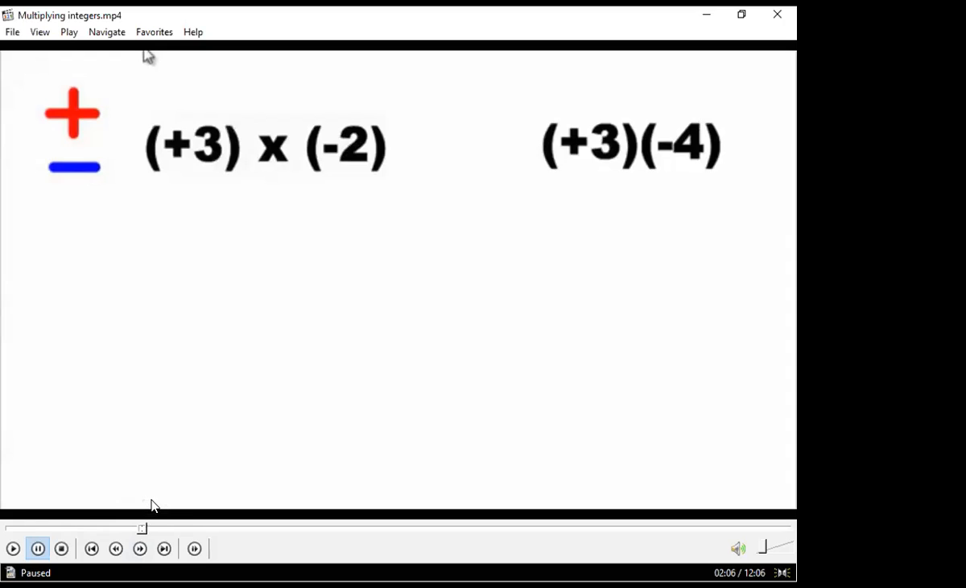The next case, who will give me the order? 3 times -2. Is there anyone who can give me the order? I'm waiting. Yes, please answer. We will make 3 groups. Then, with all my pleasure, my friends, we will put 2 negative signs in each group. Thank you so much.